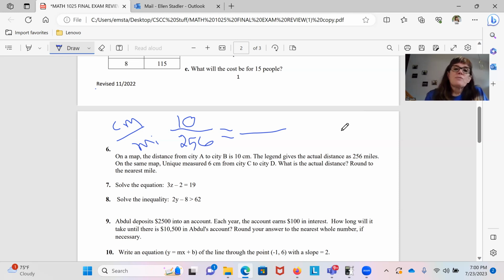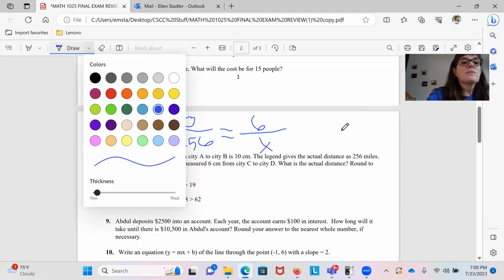Then I get a bit of new information. I'm told that Unique measured from city C to city D and got 6 centimeters. Well, I chose centimeters on top, so I have to put 6 on top and her unknown on the bottom. That is the actual mileage.